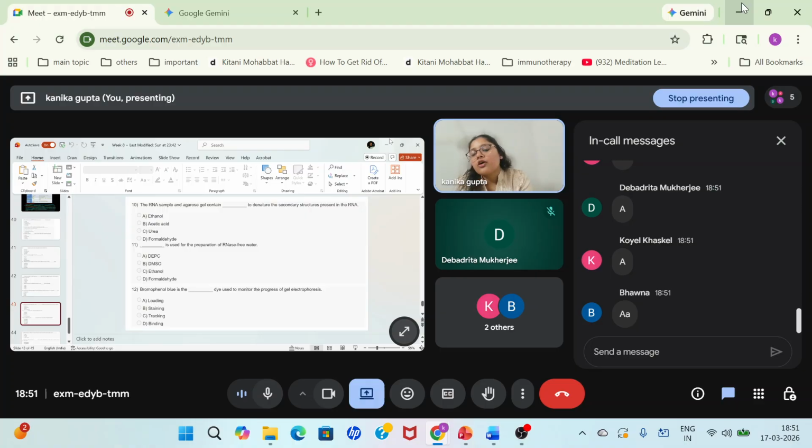Next is the bromophenol blue is the dash dye used to monitor the progress of gel electrophoresis. What kind of a dye is bromophenol blue? Question number 12 everyone.